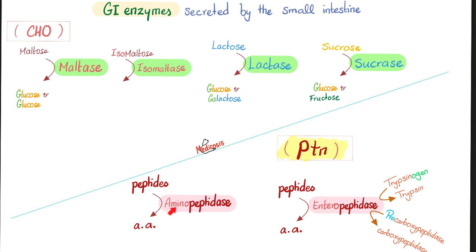Moreover, enteropeptidase has another function: to activate trypsinogen into trypsin and to activate procarboxypeptidase into carboxypeptidase. Where did the trypsinogen come from? From the pancreas. Where did the procarboxypeptidase come from? Also from the exocrine pancreas.